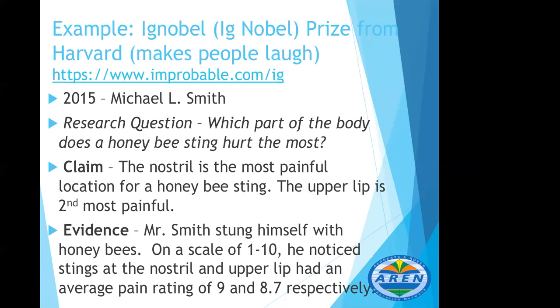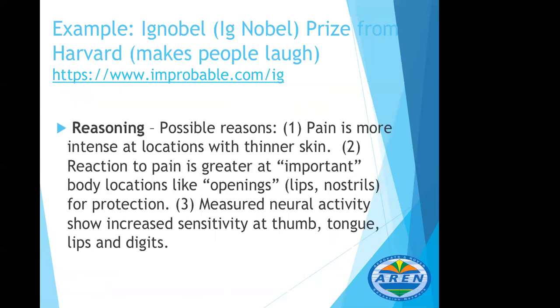So this is his claim. His claim is the nostril is the most painful location for a honeybee sting. The upper lip is the second most painful. So here's what he did. In order to gain the evidence, Mr. Smith stung himself with honeybees. And on a scale of 1 to 10, he noticed stings at the nostril and the upper lip had an average pain rating of 9 and 8.7, respectively.